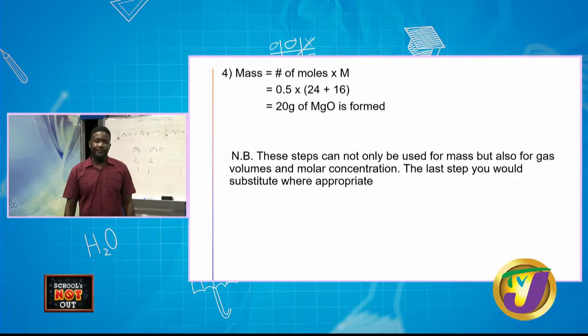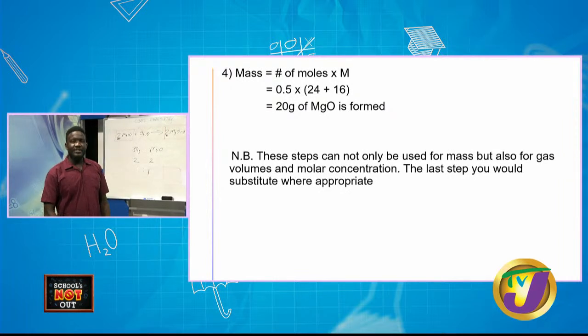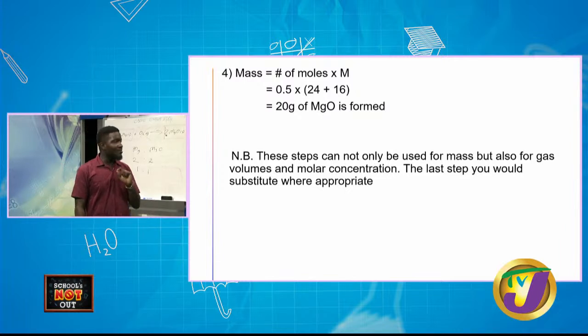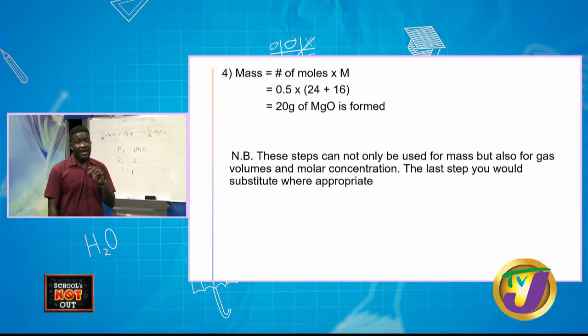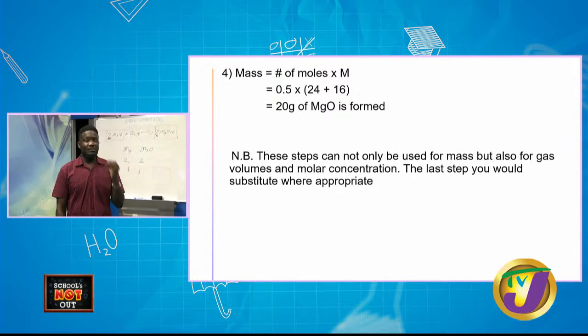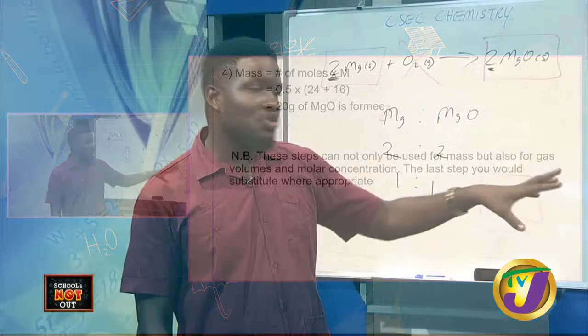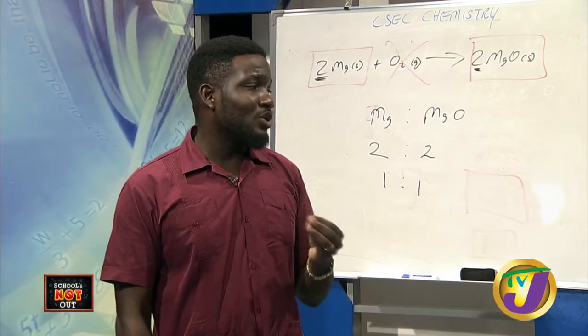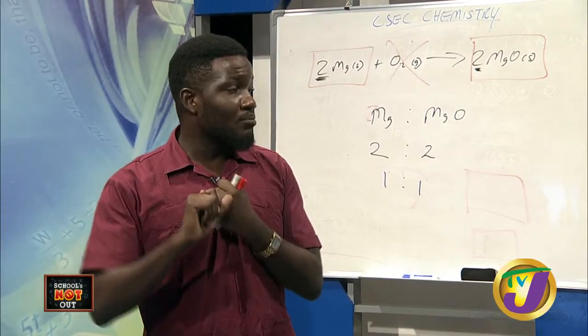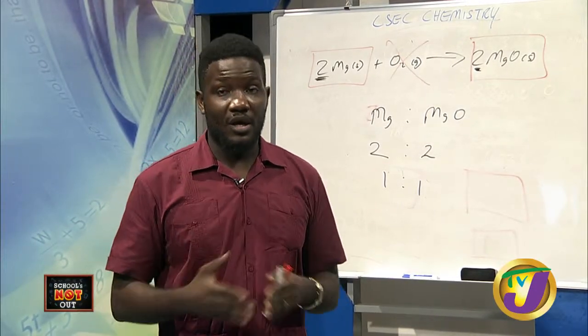And then the last step, step 4, is you're going to plug that now into your formula for magnesium oxide. So we just calculated the number of moles of magnesium oxide, right? And we can calculate the molar mass for magnesium oxide. And so when you say 0.5 times the molar mass, you're going to end up with 20 grams of magnesium oxide being formed. All right, we're going to do a few more. We'll come up from the break, but just a note, right, that these steps can not only be used for mass, but they can be used for molar or gas volumes and molar concentration.